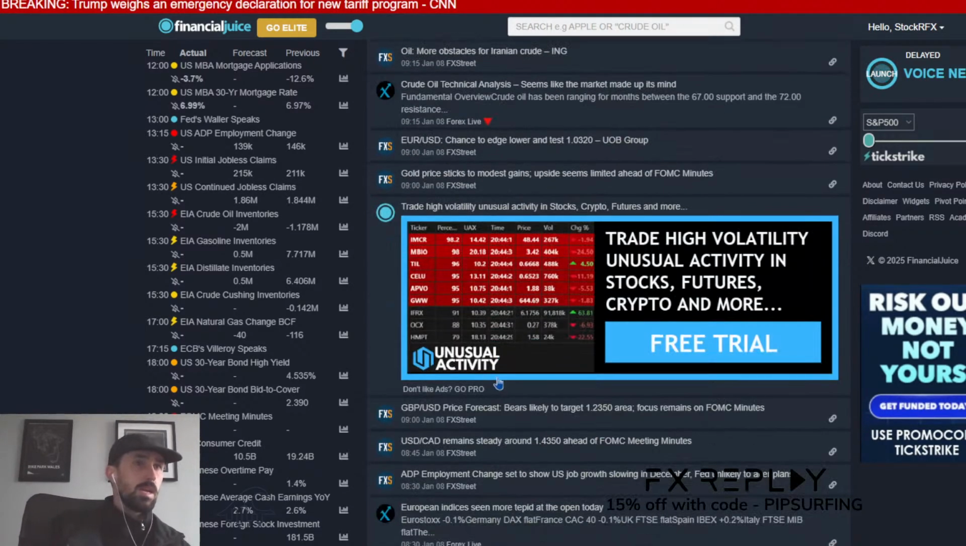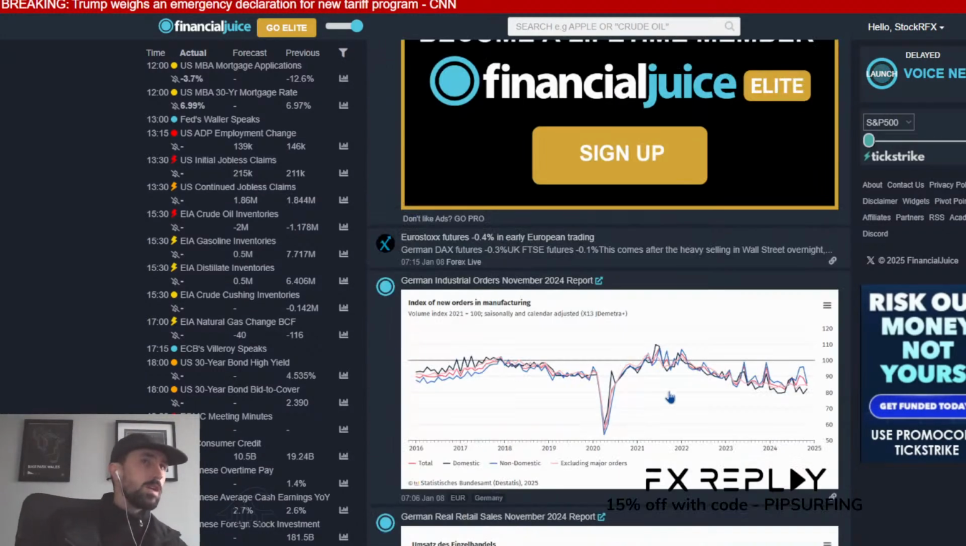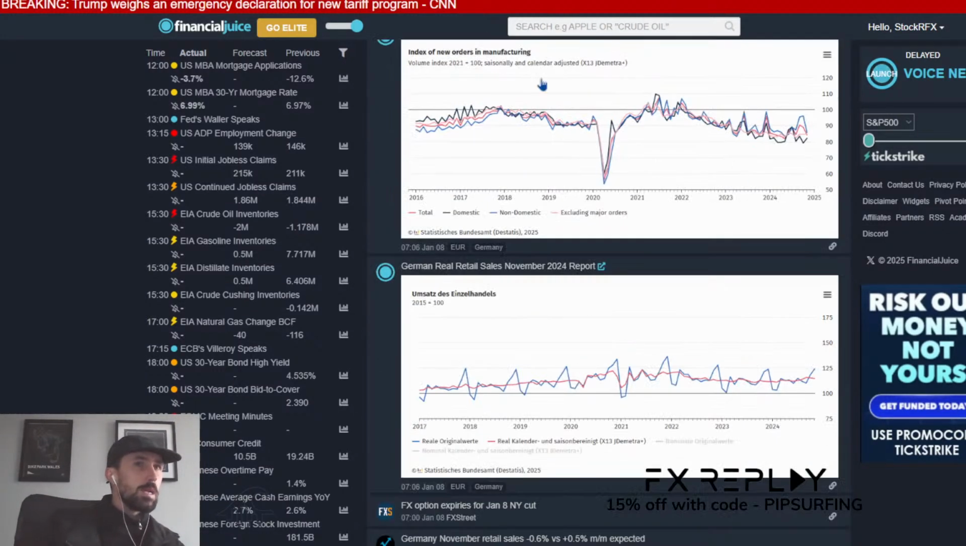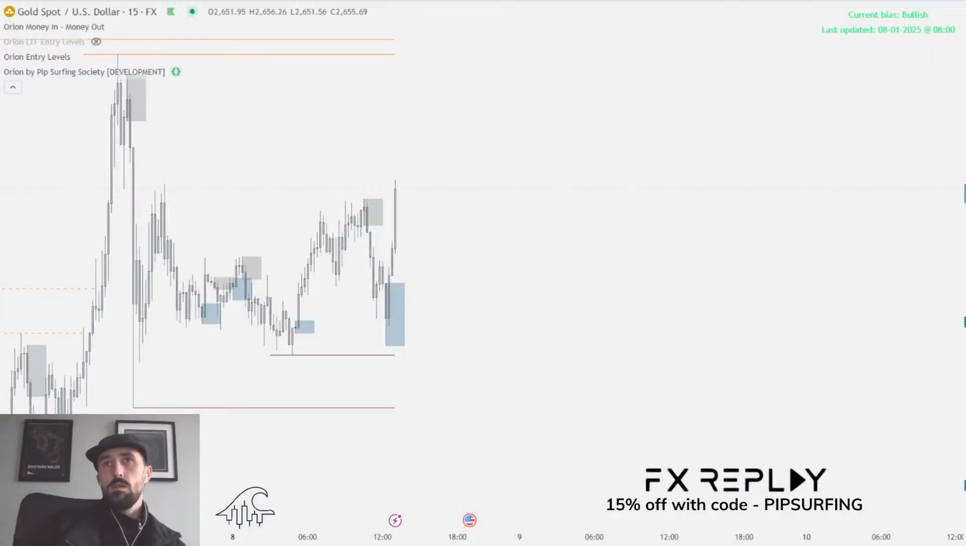Now, again, a lot of the time it's not going to be any red folder news. And unless you pay for it, you're going to have to see these big news banners, these big advert banners. But most of the time you're going to see the movements from these events. So it's a very useful site to have open on the side.